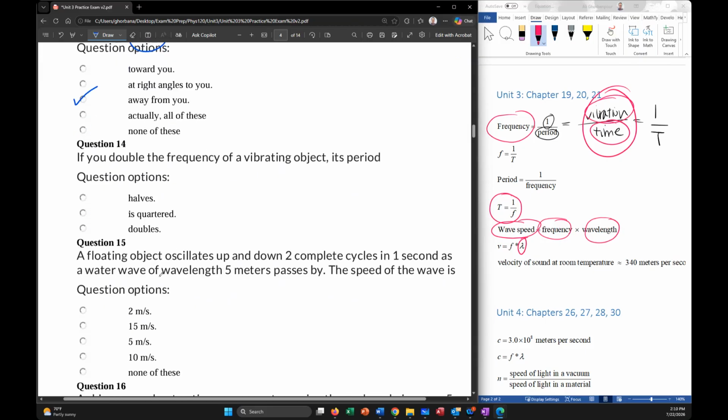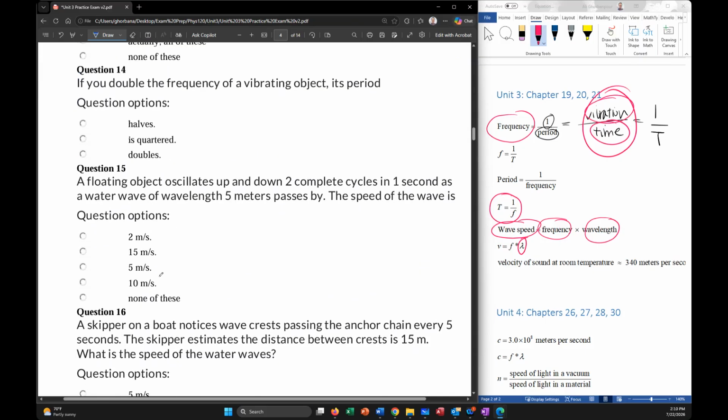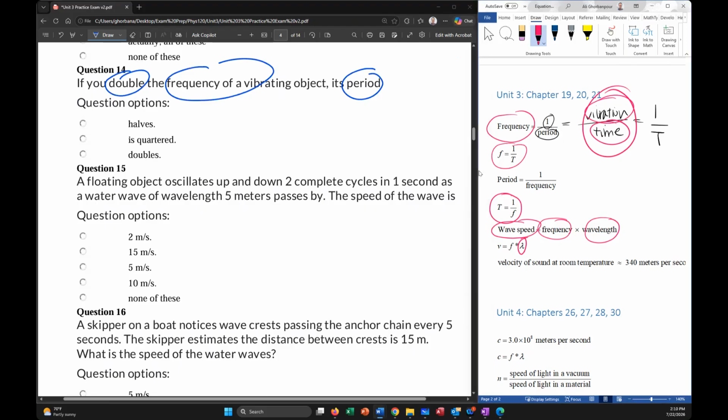Number 14. It's telling that if you double the frequency of vibrating, what happened to its period? We said that frequency and period are inversely related to each other. If you double the frequency, what happened to the period? The period will be half because it's inversely related to the frequency.